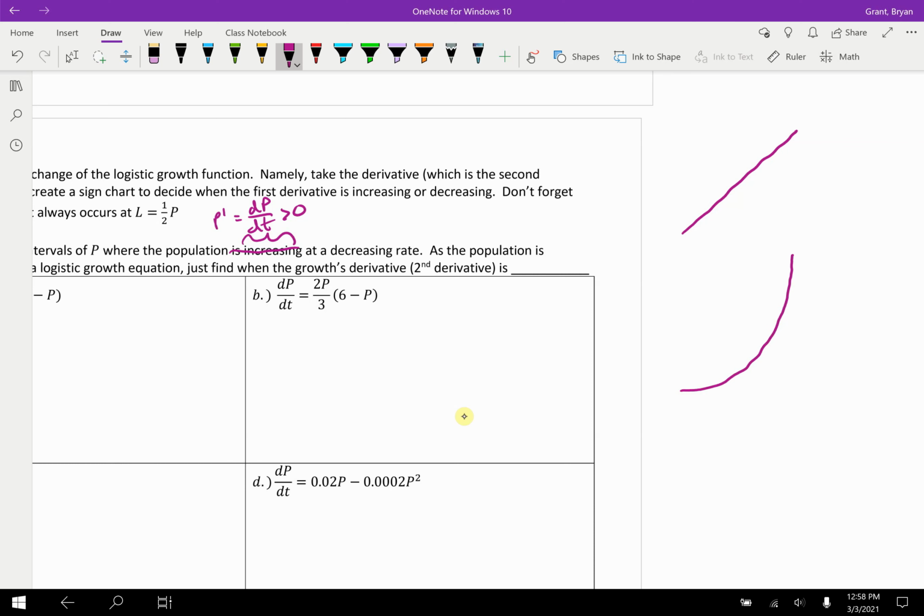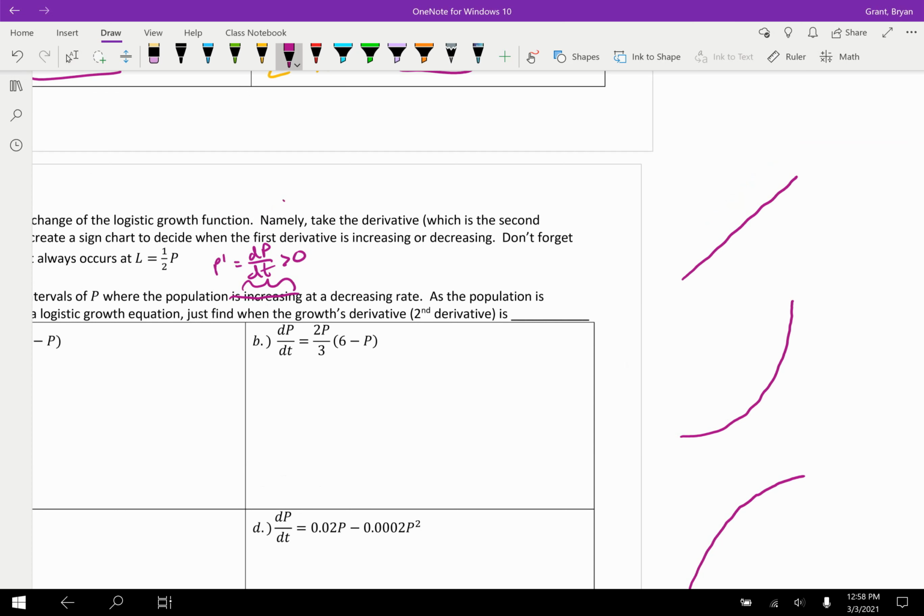faster. Or you could increase at a decreasing rate, which means you are moving up, but doing it slower and slower and slower. If you think about this in terms of concavity, concave down versus concave up. If we want to know where our function is increasing at a decreasing rate, and we're thinking about our logistic growth function, increasing at a decreasing rate is the second half of our logistic function.